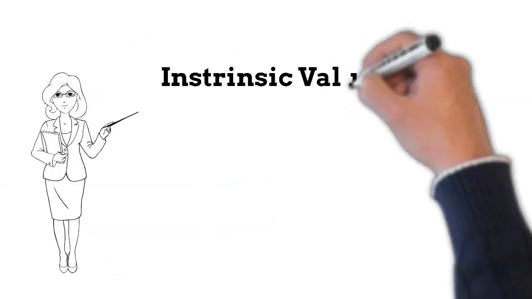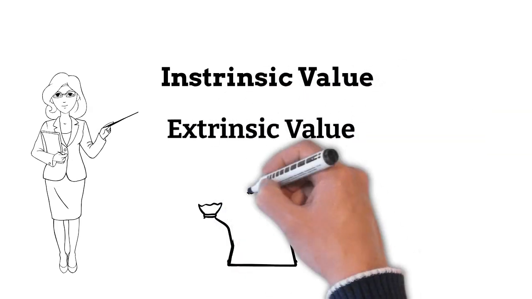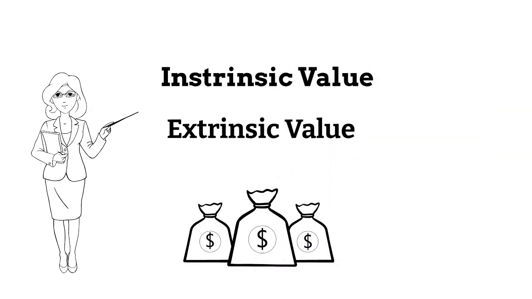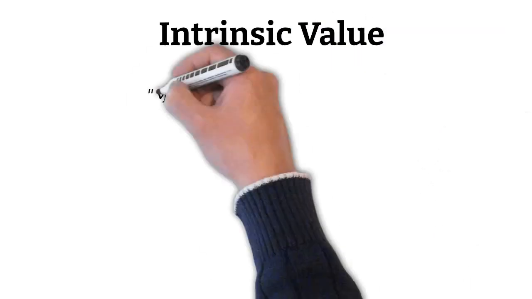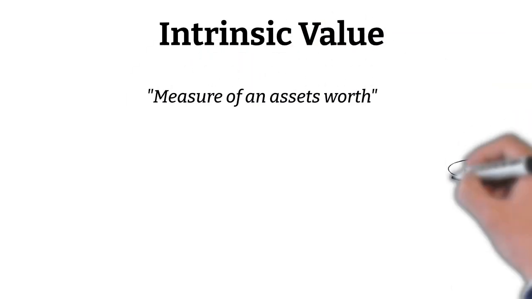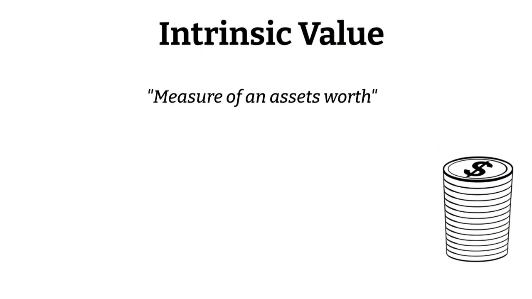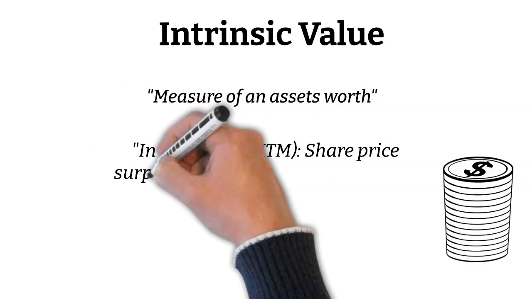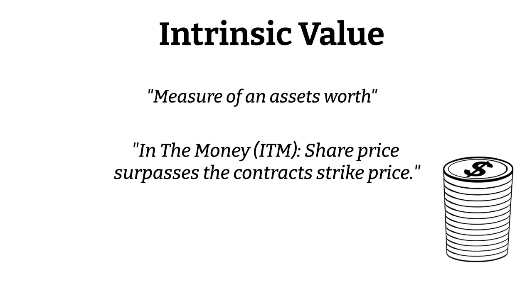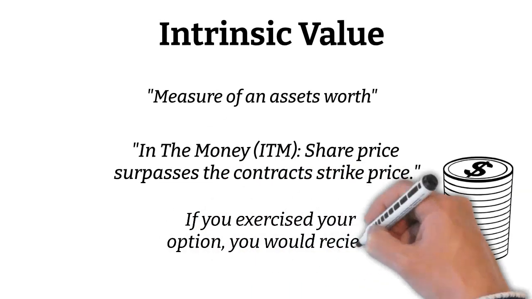The two values you need to be aware of with option contracts are intrinsic value and extrinsic value. We'll start with intrinsic value. Intrinsic value is defined as the measure of an asset's worth. Make a note that only stock options that are in the money, meaning the share price has surpassed the strike price, can have intrinsic value.